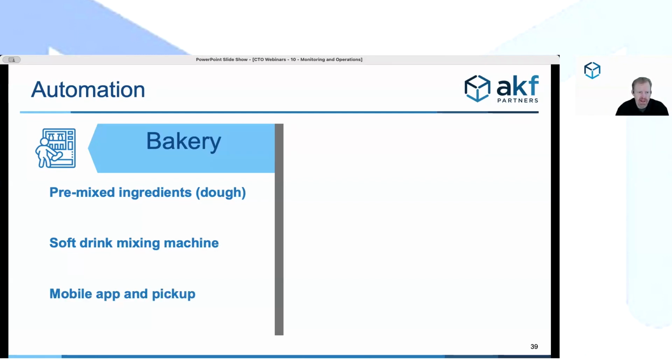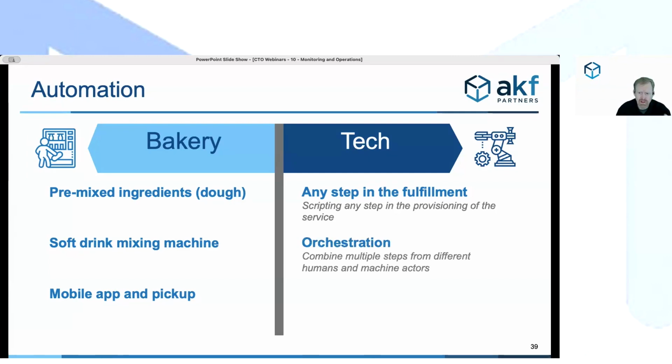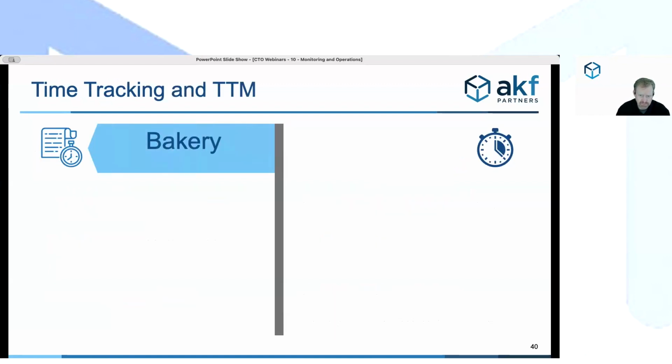And then also, for example, adding a mobile app and pickup that will reduce the wait times in the front of the bakery. So in the tech world, just anywhere that you can automate your delivery process, from checking out code to pushing to production, orchestration where you need to combine multiple steps together, and then lastly, just being able to visualize these steps and knowing where there are potential bottlenecks. So remember, we talked about automate whenever possible.